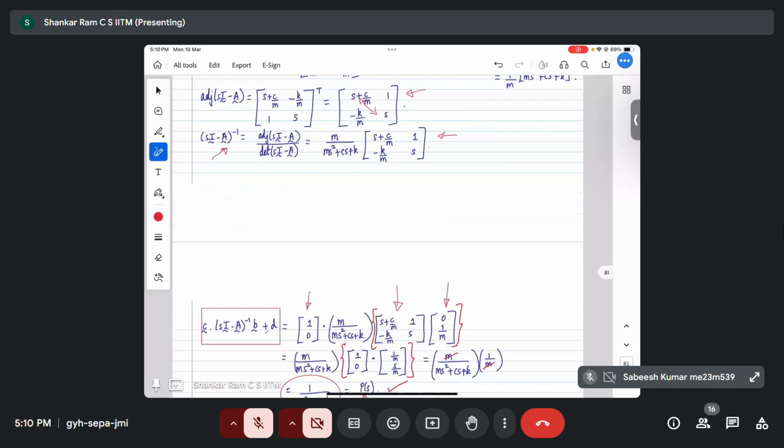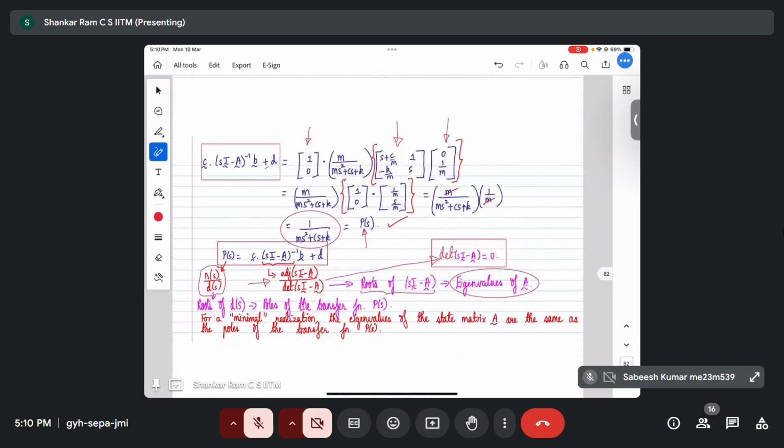Now, we observe that lambda and S are both complex variables. It doesn't matter which one we use, right? So consequently, what happens in this particular case is that we have the determinant of SI minus A, and when we solve for the roots, we get the eigenvalues of A.